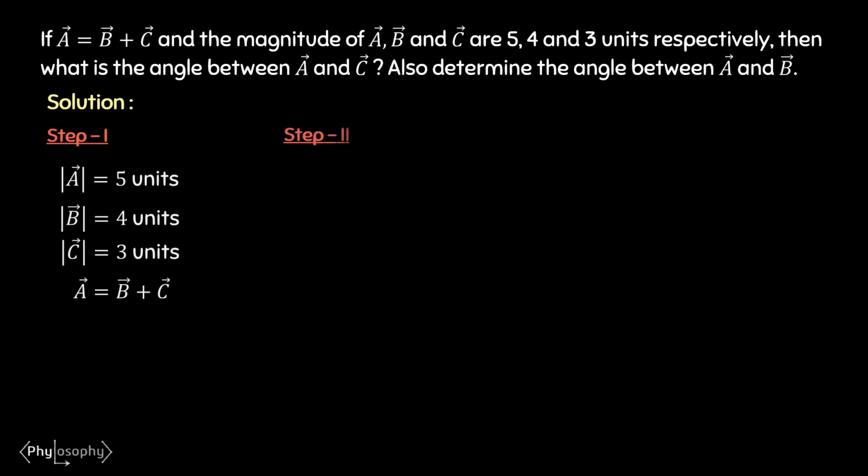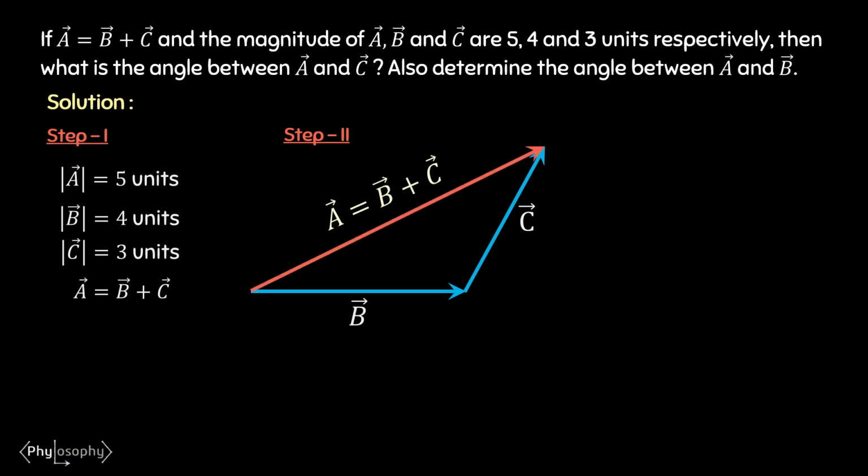In step 2, we will try to draw a diagram associated with the problem if needed. So let us represent the vector B and vector C by the two sides of a triangle taken in the same order. Now according to the question, vector A is the resultant of vector B and C. So we can represent vector A by the third side of the triangle taken in opposite order. Let the angle between vector B and C be theta, the angle between vector A and vector C be theta 1, and between vector A and vector B be theta 2.